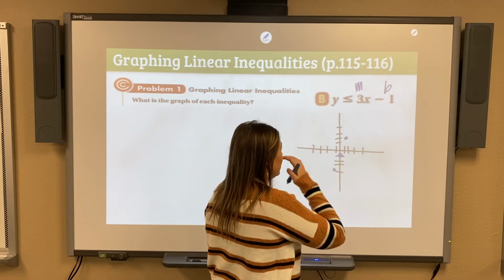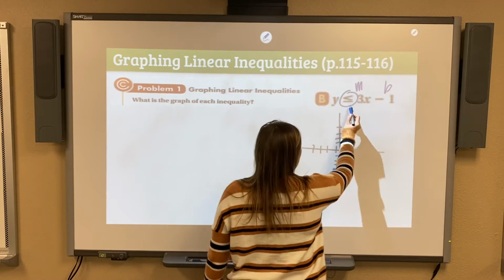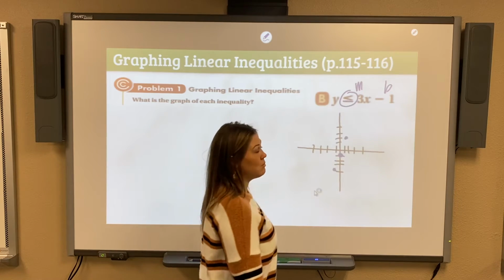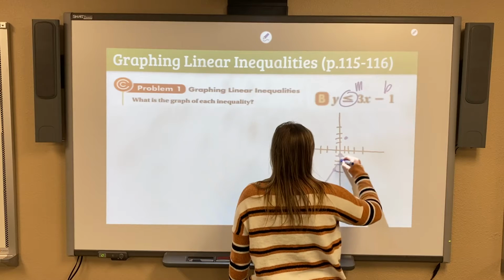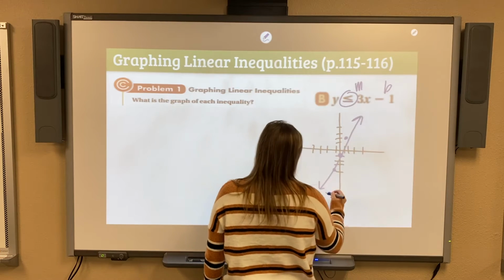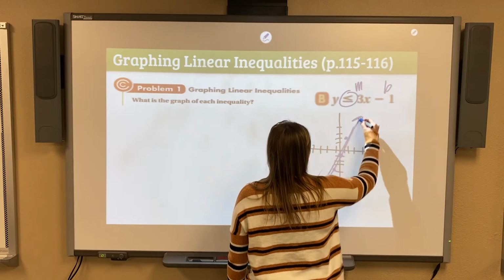Okay, so we look at our inequality. It has a line underneath, so that means it's going to be a solid line. That means it's an equal sign, so all of these points are included. Very poor line, but that's okay. You guys get the idea.